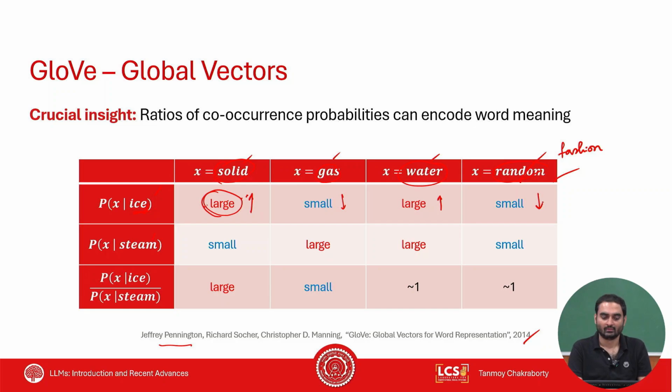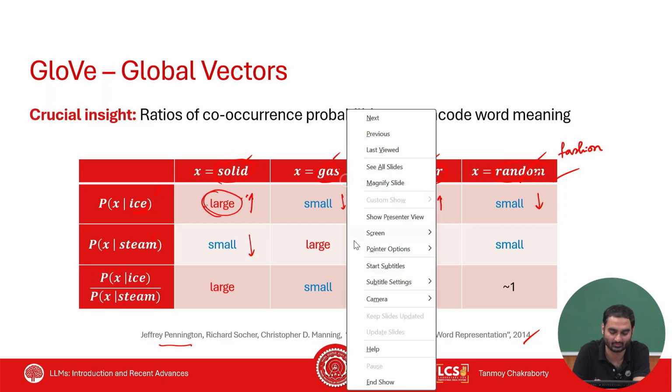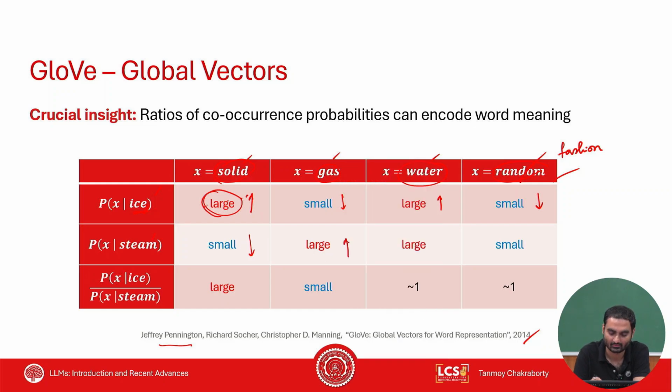Clear? Now let's look at another target word, steam. So solid being the context word of steam will be less. Gas as a context word of steam will be high, right? Water as a context word of steam will be high, right? And fashion as a context word of steam will be small, right?